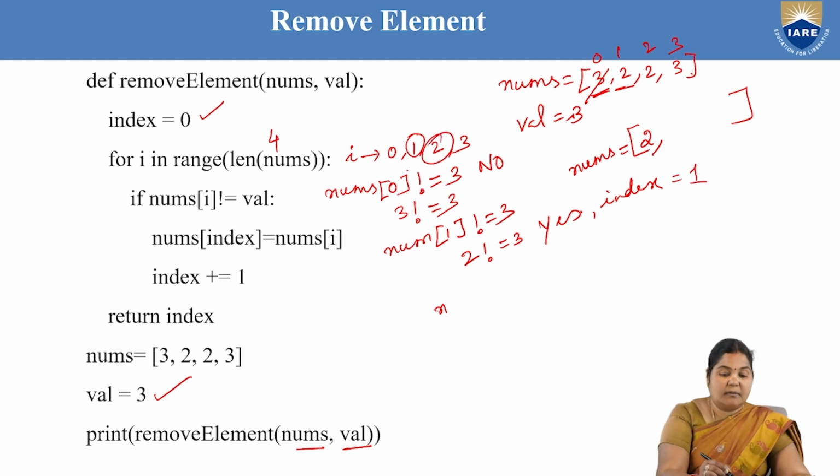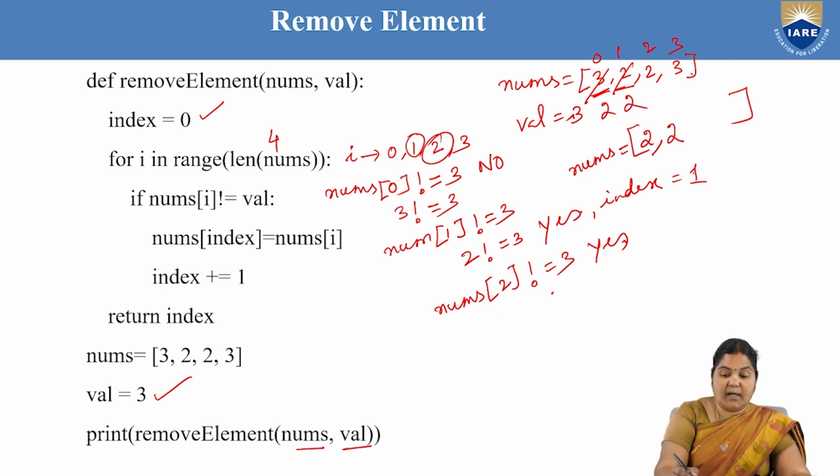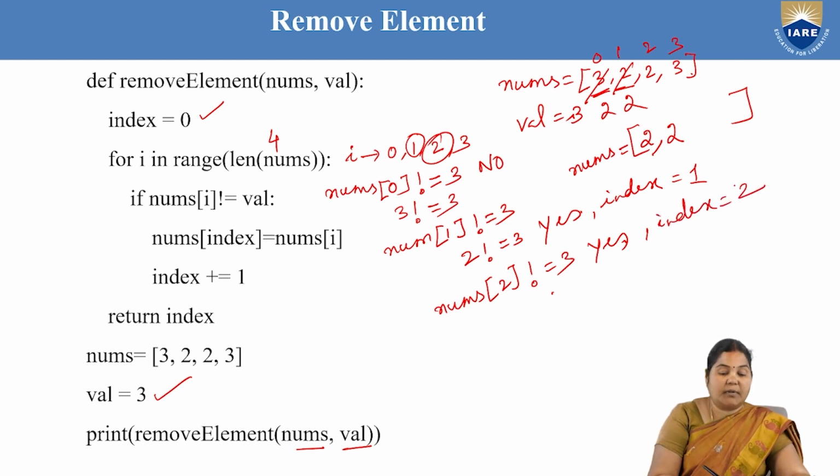Next time, nums of 2. Nums of 2 contains 2. 2 is not equal to 3. Yes, it is not equal to 3. Then what do you have to do? Nums of index, nums of 1, first index. What should we replace it with? We should replace with nums of i. Nums of i means 2. So here it is replaced with 2. And index is plus plus. Index becomes 2. Now i becomes 3.